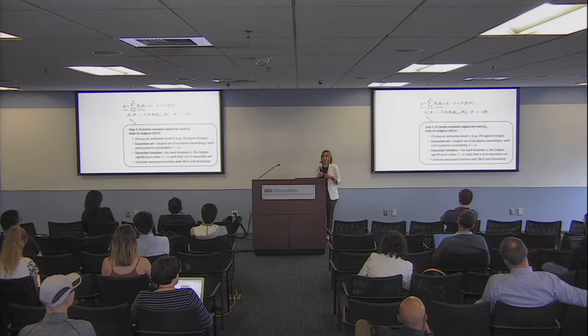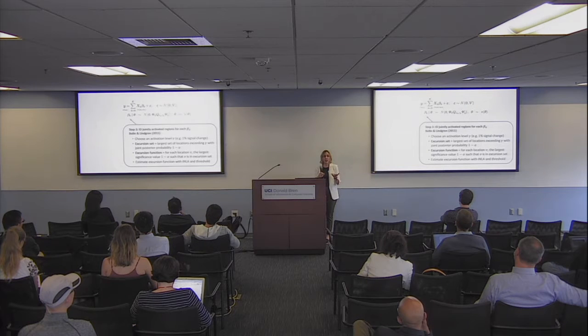So we can say we're interested in locations that are showing at least 1% signal change due to this task. So we don't have to threshold at 0, so we can actually take into account the effect size, which is also an area of interest right now in functional MRI.